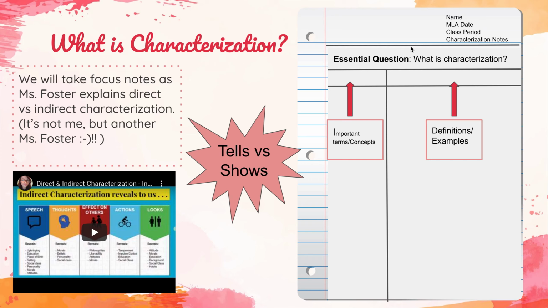When you are finished taking notes, your focus notes should clearly say what indirect characterization is, what direct characterization is, and what the acronym STEAL means. STEAL. And my little burst says tells versus shows. You should also know which type of characterization tells, and which type of characterization shows. Have your notes completed for our live session.